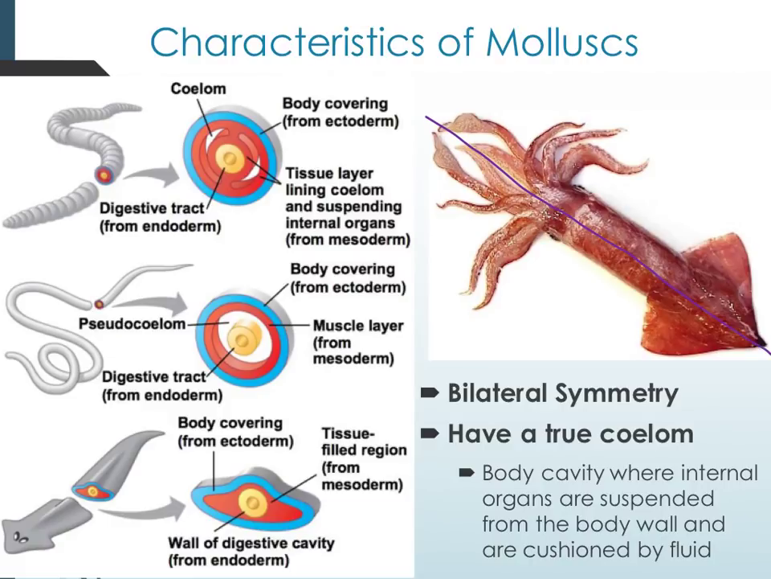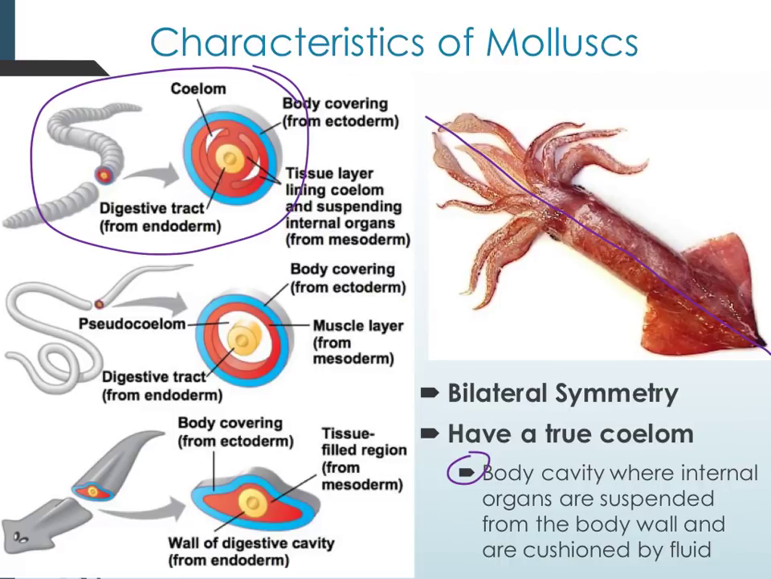But then they also have a true coelom, and a coelom is a body cavity where internal organs are suspended from the body wall. Here is an example. This specific example is a worm from the annelid phylum, which we'll get to, which is an earthworm. But true coelom first shows up here in the mollusks.